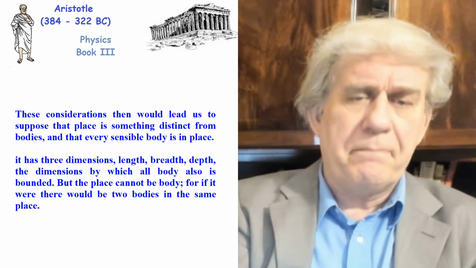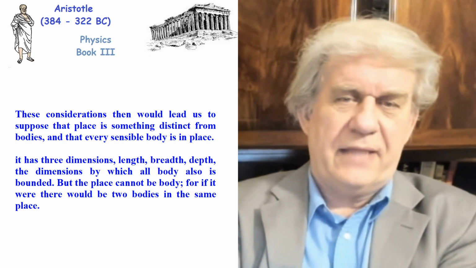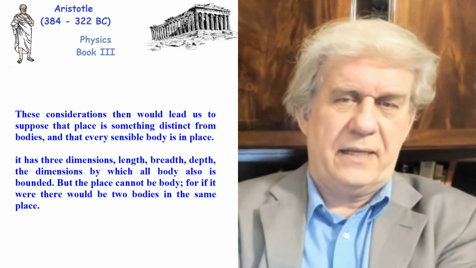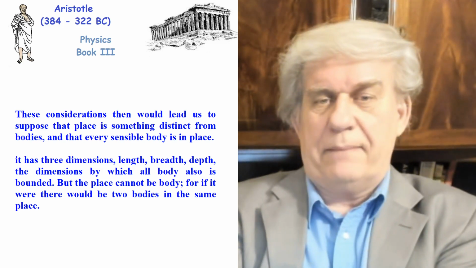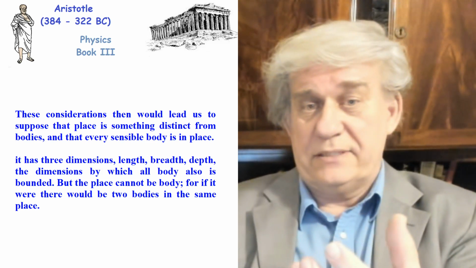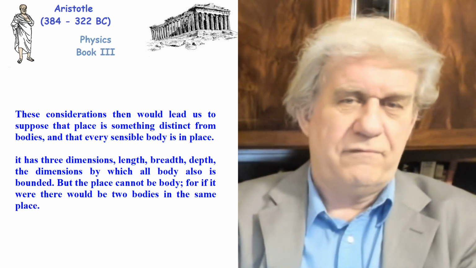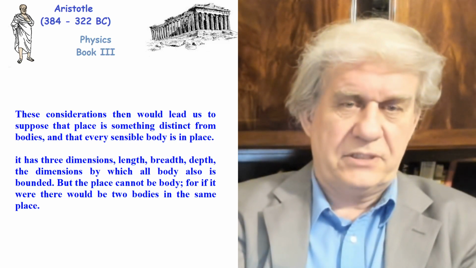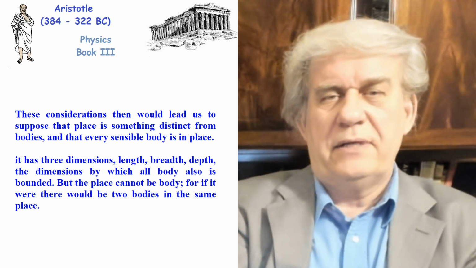But the place cannot be body, for if it were, there would be 2 bodies in the same place. That's his reasoning. He's saying place is not body because you would have 2 bodies in the same place, and he's saying that can't be. Another body occupies the place when the first body leaves. That's his notion of what place is. That's the notion he's going to use. So we still don't know what place is, but he's already telling you not only what he thinks it is, he's giving you some hints so that you can look at that and say, okay, I see where he's going with this, right?